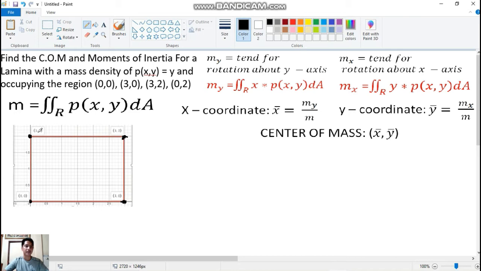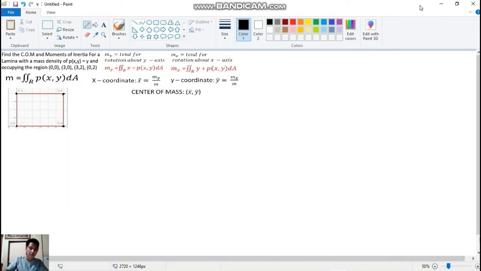So what will be the different values of x? We have 0 and 3. How about the values of y? We have 0 and 2. So that's the first step. You need to plot the different points to identify the different values of x. We have the different formulas that I discussed a while back. So we now proceed to solving. We need to get first the mass.